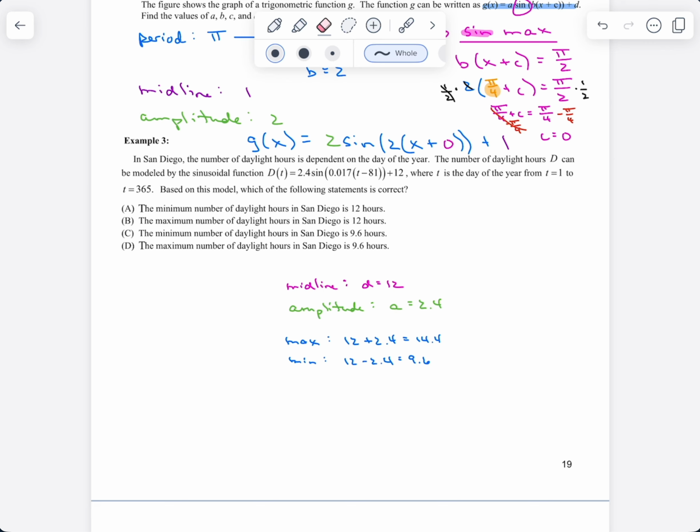So the maximum value would be 14.4 hours, which I do not have as an option. And the minimum is going to be 9.6. So C would be your correct answer. Not only do you have to write the equations, you also have to be able to interpret them too, okay? If you need to rewatch this, I know it's kind of confusing to start with, but the more times you do this and practice with it, the easier it's going to get, okay?